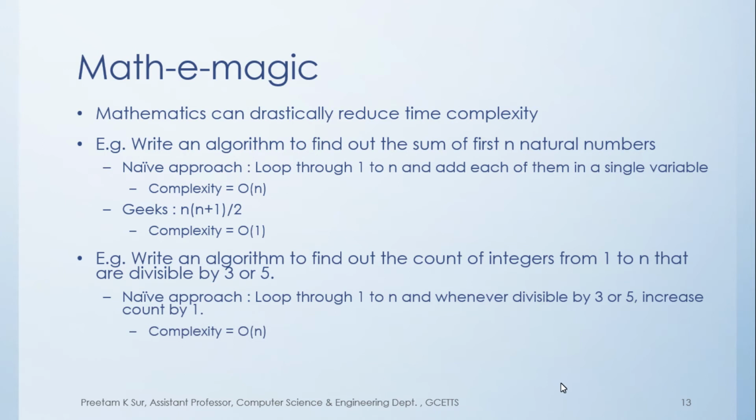Now, how will a geek who knows some mathematics do that? The geek will apply set theory, right? So you know that from 1 to n, the count of numbers which are divisible by 3 is n by 3, right? Again, the count of numbers which are divisible by 5 is n by 5. Now, in these two counts, we have those numbers which are divisible both by 3 and 5, so they are counted twice over here. So we have to reduce those numbers, the intersection, which is nothing but n by 15, right?